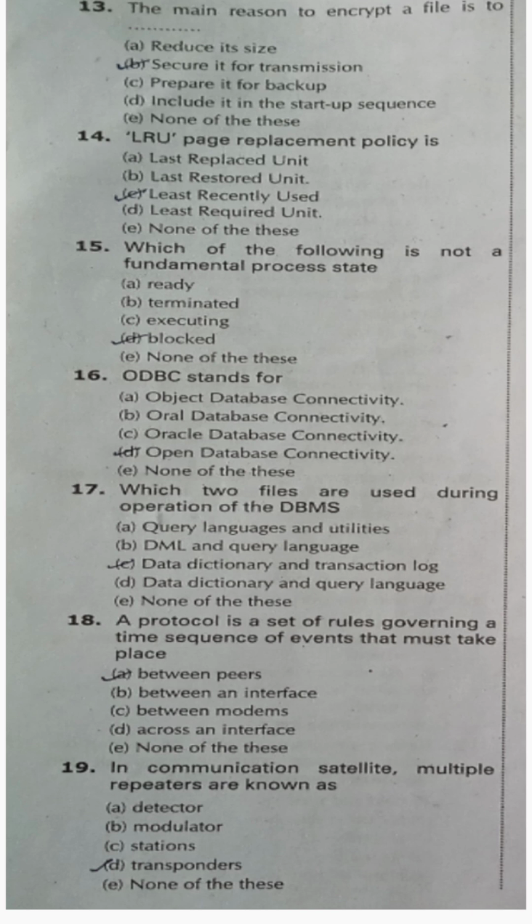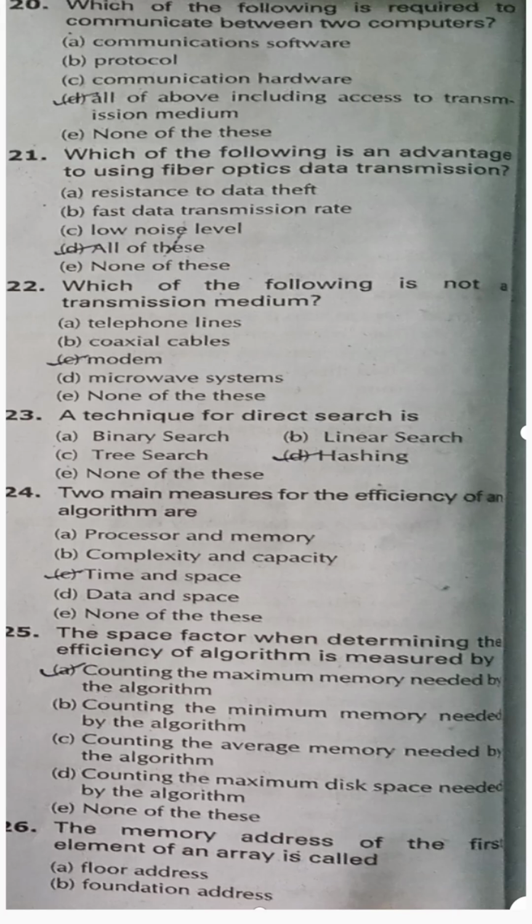18. A protocol is a set of rules governing a time sequence of events that must take place between peers. 19. In communication satellite, multiple repeaters are known as D. Transponders. 20. Which of the following is required to communicate between two computers? D. All of above including access to transmission medium. 21. Which of the following is an advantage to using fiber optics data transmission? D. All of these.